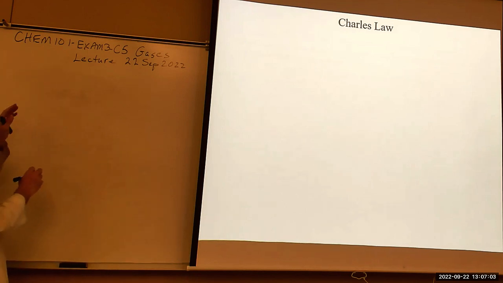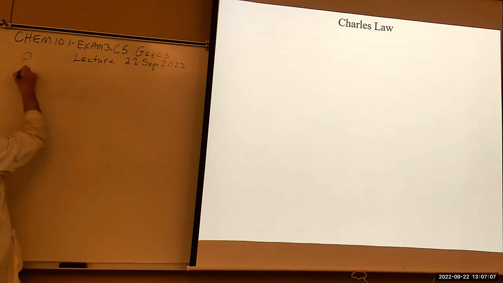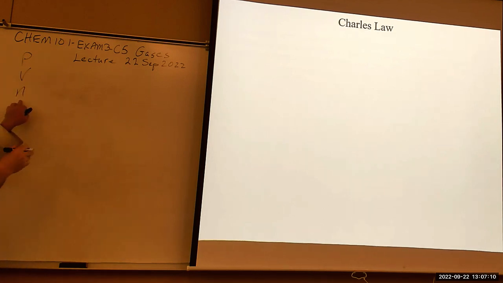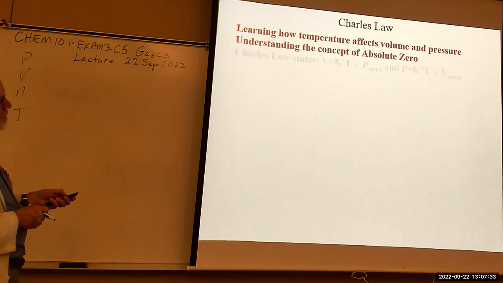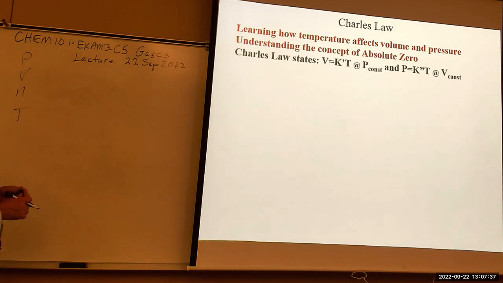As long as you account for these four factors: pressure, volume, how much of the gas there is, the number of moles, and temperature. With Boyle's law, the number of moles, the amount of gas, and the temperature were constant. So we could let these vary. In Charles' law, we're going to discuss the relationship of volume and temperature. So that means that pressure has to be maintained constant, and the amount of gas, the number of moles, has to be constant.